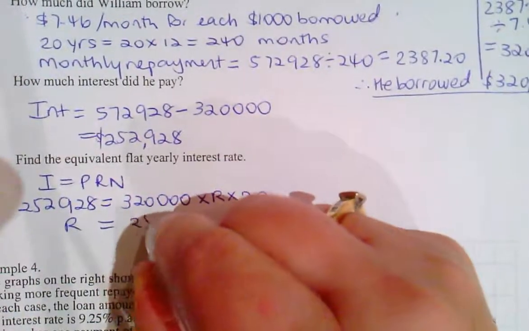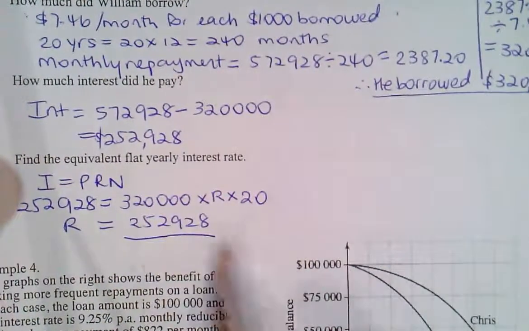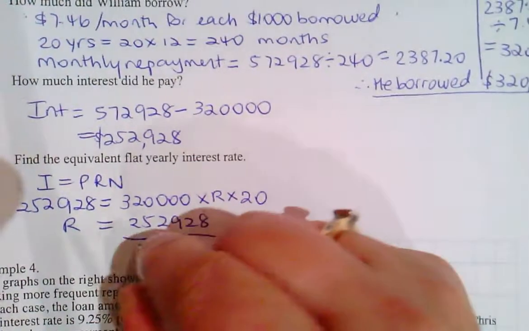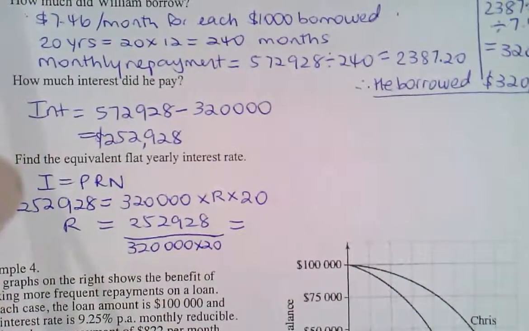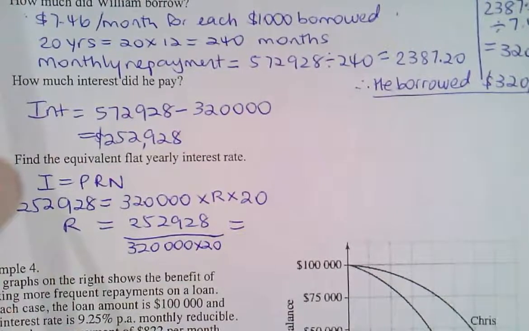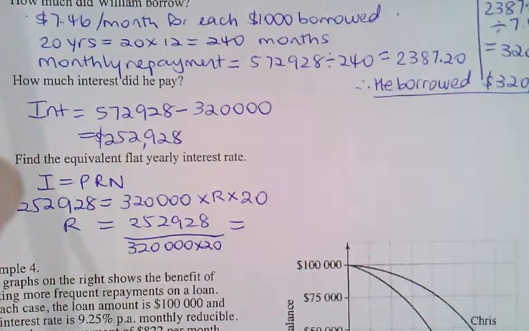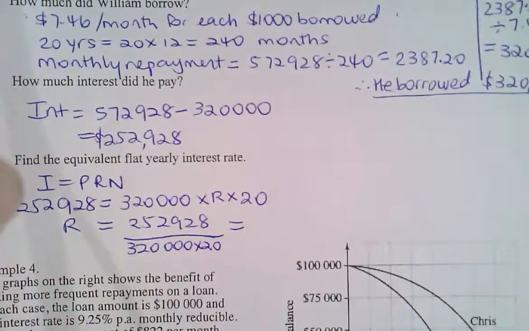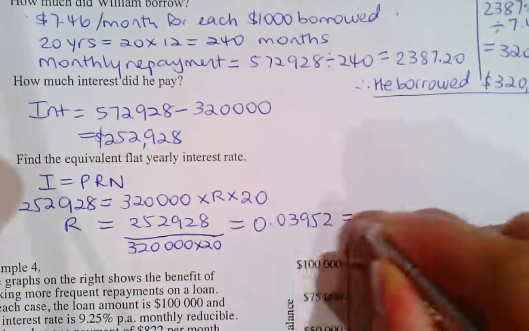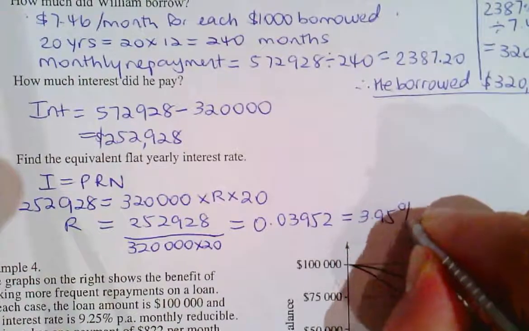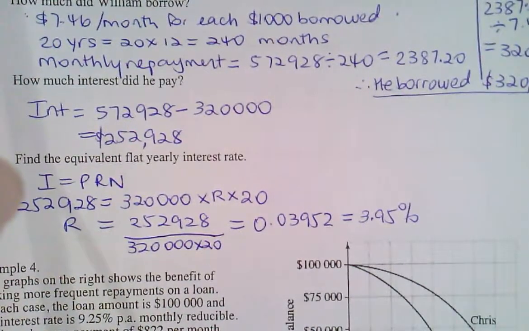So that's using the simple interest formula. So R will be 252,928 divided by 320,000 times 20 years. I'm actually just going to put them both down here. And we get... dividing that answer by 320,000 and dividing it by 20 as well, we're getting a rate of 0.03952, and changing that to a percentage, it's 3.95% to two decimal places. Okay, so that's that one there, 3.95%.